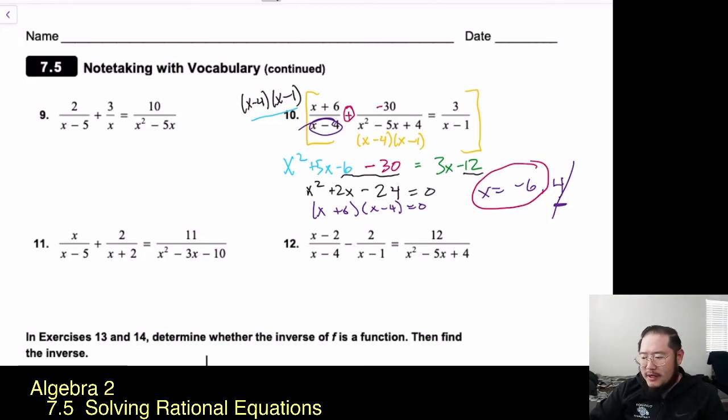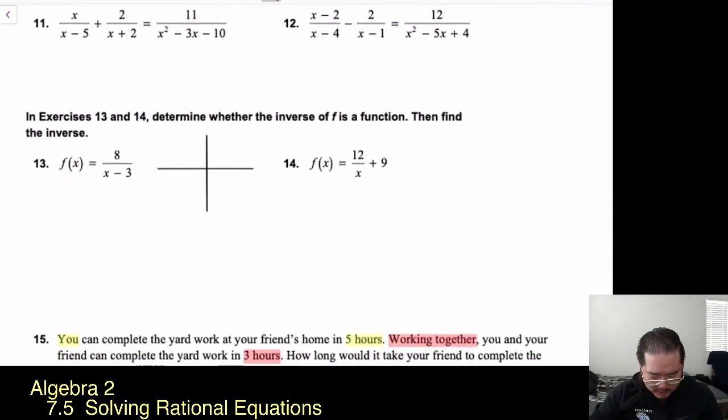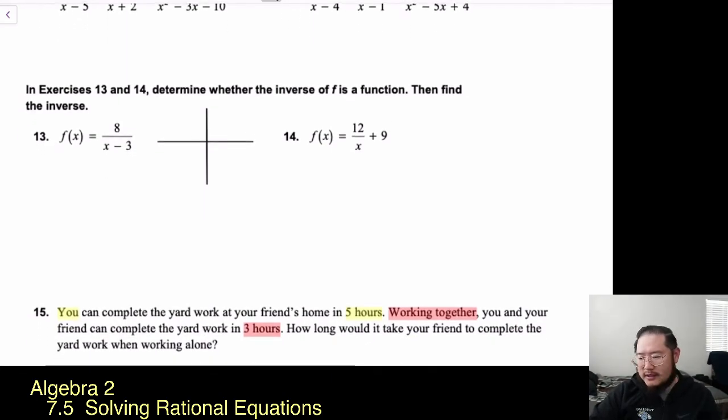So this is pretty much the most difficult part of our problems, where you're going to have to factor things out, and you might have to factor out a denominator and then work your way through and solve your problem. All right, let's go ahead and take a look at number 13. It says determine whether the inverse of f is a function and then find the inverse, okay?